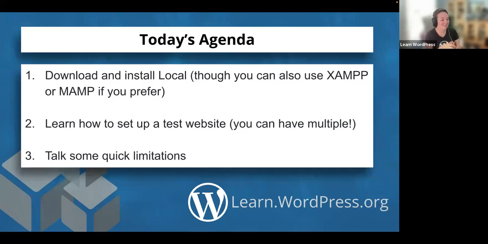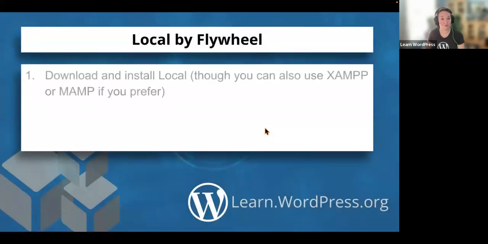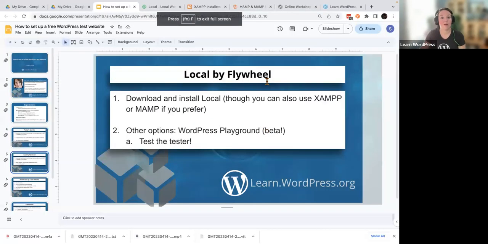What that means is that most things will work, but if there is some data passing back and forth between servers, so think credit cards, think Jetpack, one of Automattic's products, it only works if that website is connected to the internet. So that's just something to know. We'll talk about it at the end, but first we're going to head to Local by Flywheel.